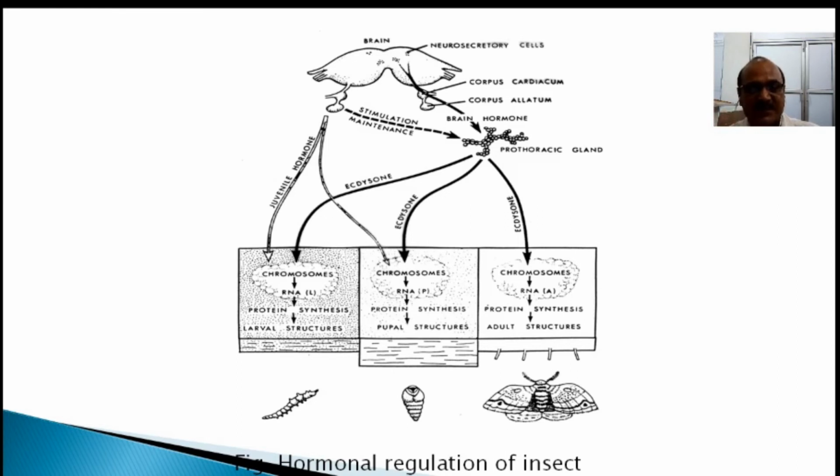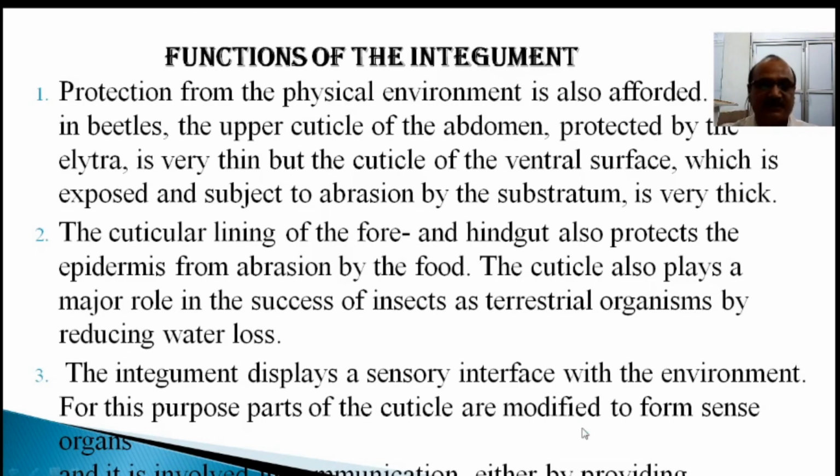Through translation, this single stranded RNA is converted to protein, and the proteins are concerned with the production of enzymes. The enzymes play an important role in metabolic processes that take place during the life cycle of the insect, that is larva, pupa and adult.